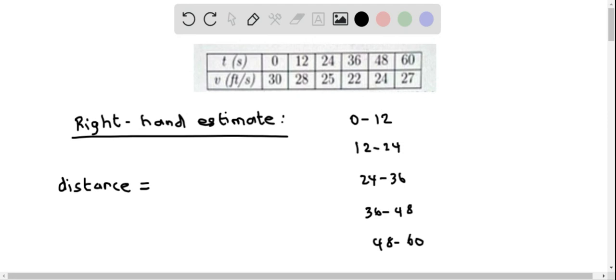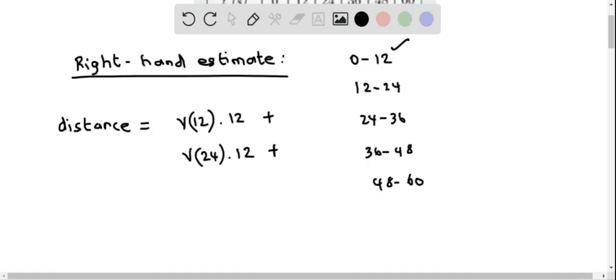We now determine the distance traveled by the motorcycle using the right-hand estimate. So for the right-hand estimate, we have to utilize the right endpoints for determining the height of the rectangles. So we are going to use v of 12, starting off with the first rectangle, v of 12 times the width of the rectangle, which is 12. And then for the next rectangle, v of 24 gives the height times the width, 12.